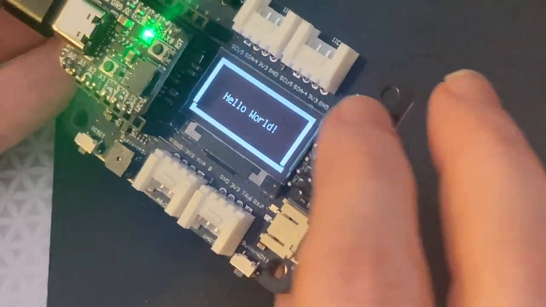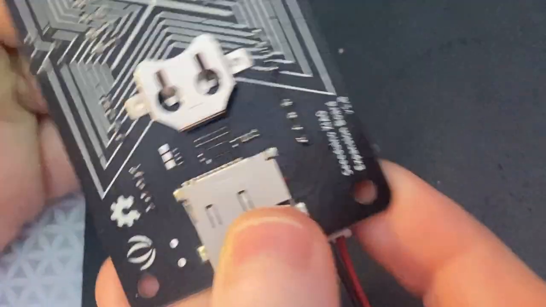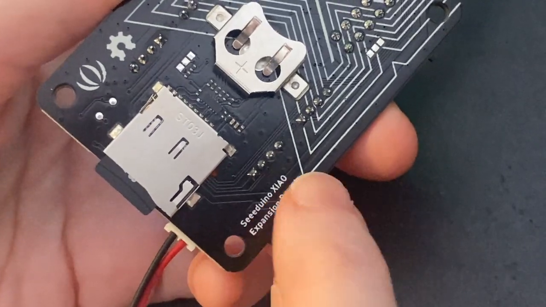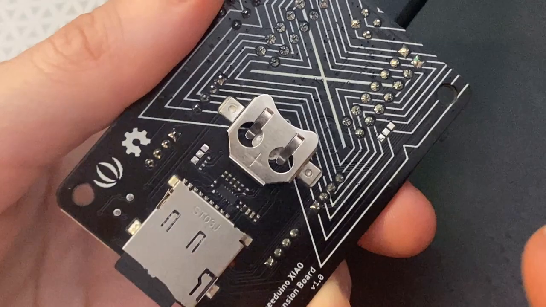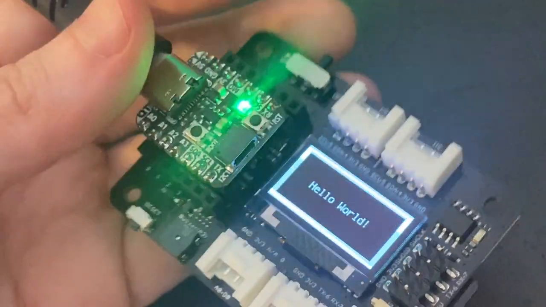All right, Lady, what is this? We saw this Seeed Xiao expansion board, and it was advertised on Amazon as being designed for CircuitPython. So I thought, let's pick one up and then try it out with CircuitPython.